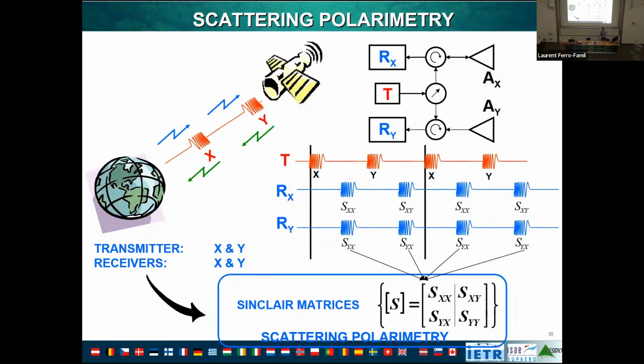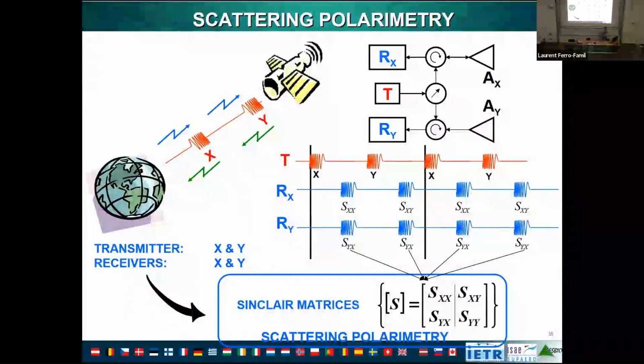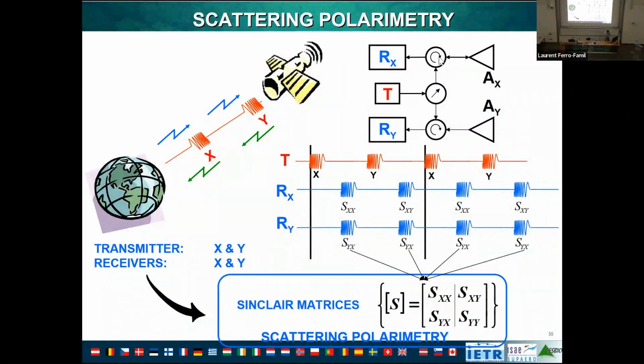Let's say now you want to measure the Jones vector when you emit H polarization, which is this vector, and the same measurement can be done when you transmit a vertically polarized wave, and then you measure this Jones vector. And if you put them together, you have a matrix. Okay.